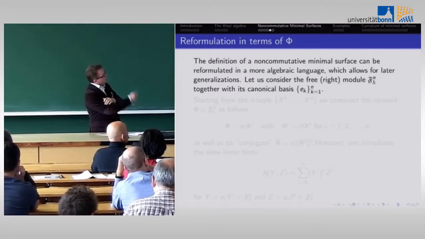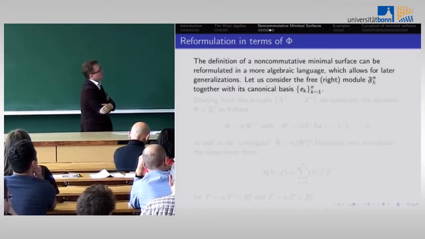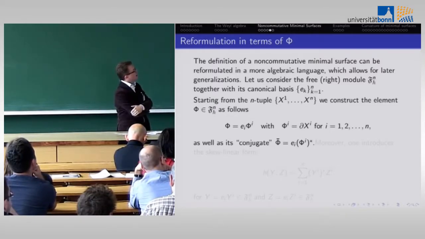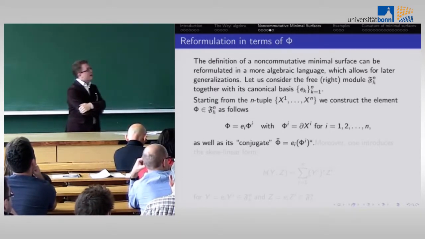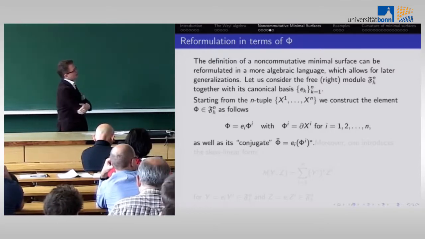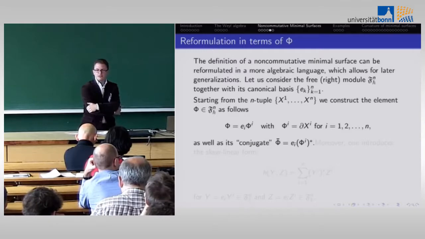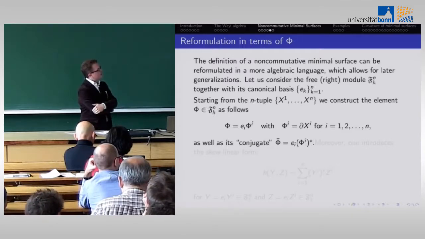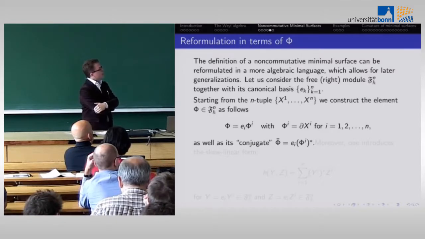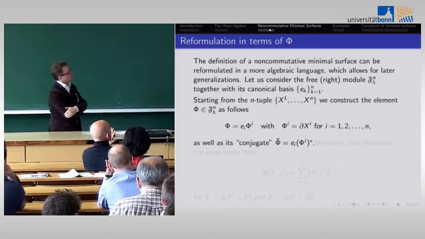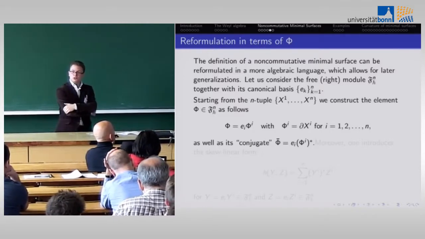So Fn denotes the free right module with the canonical basis ek here. And starting from our x's, instead of x's, we can take the derivative of the x's and take them as elements of the free module, by simply taking ei dxi, as written here. And the conjugate also, where you take the conjugate of the component, like this. So this is also very close to what you do in geometry.